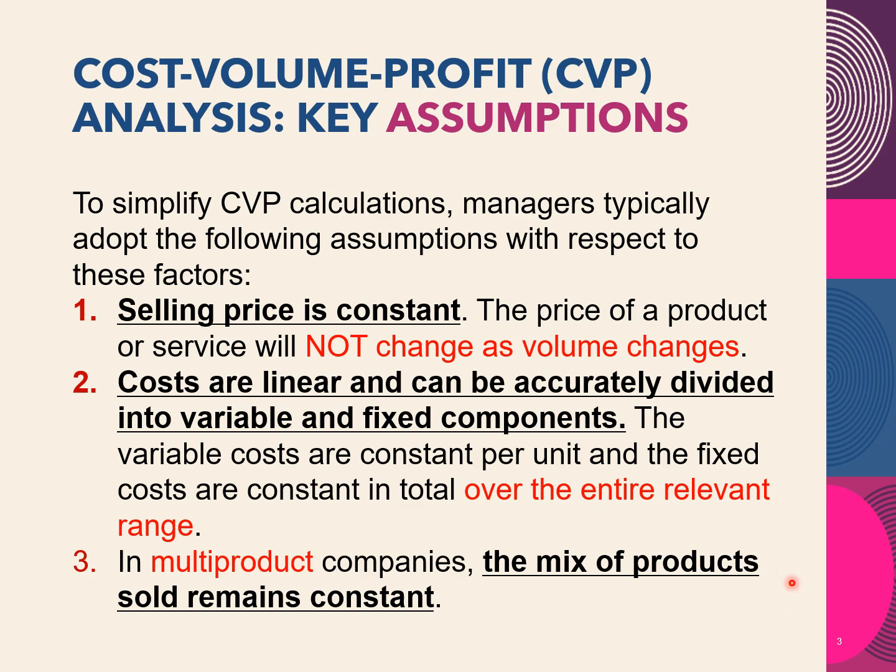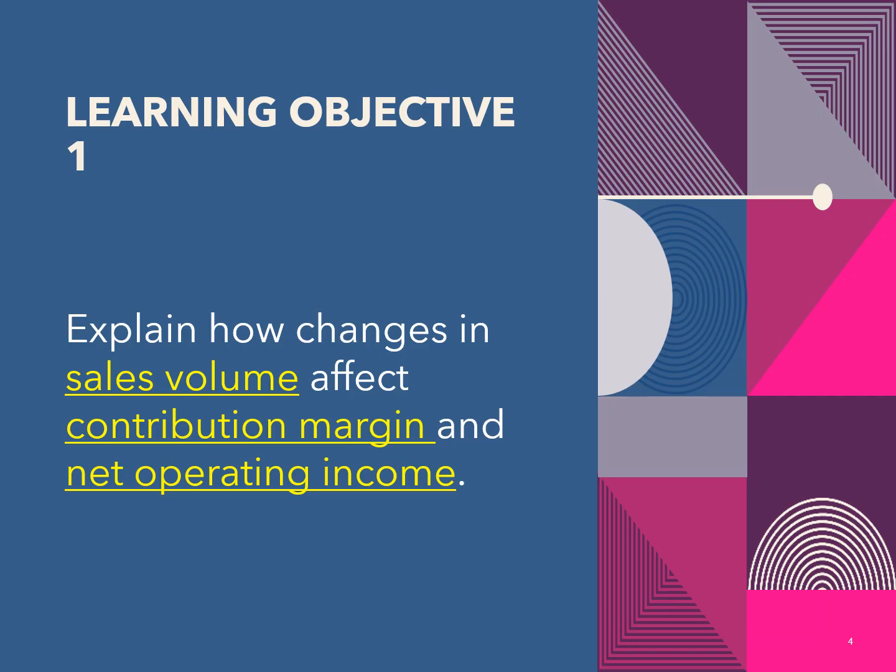The last one is in multi-product companies, the mix of products sold remains constant. Without these CVP assumptions, it's hard to do the CVP calculations. For this lesson, our learning objective number 1 is to explain how changes in sales volume affect contribution margin and net operating income.